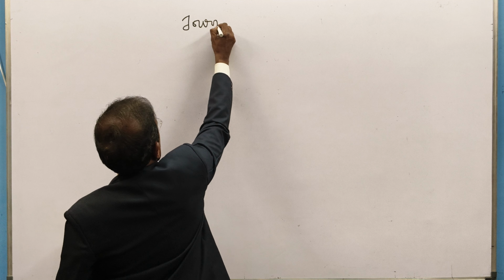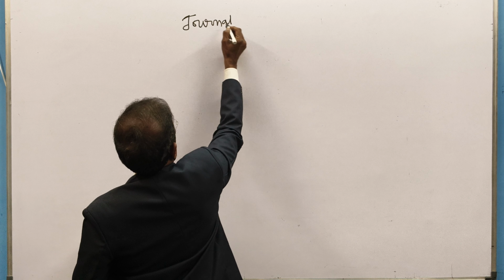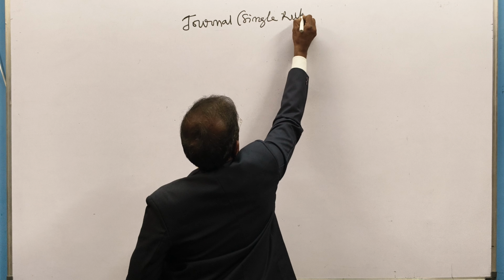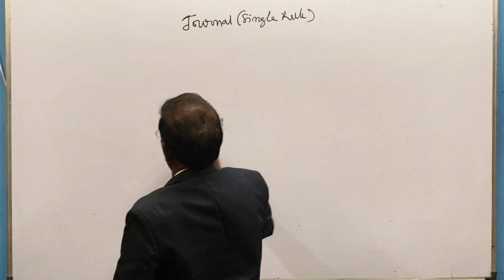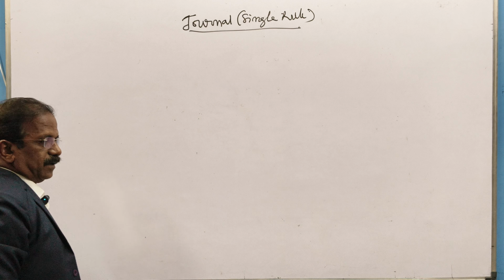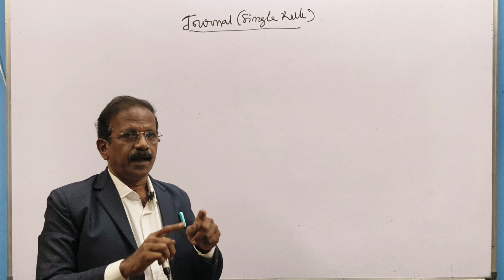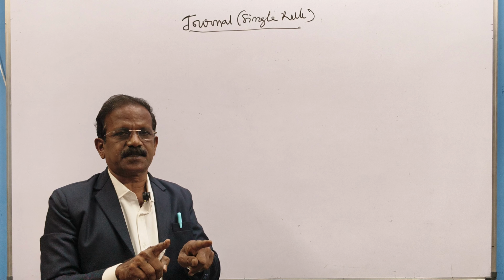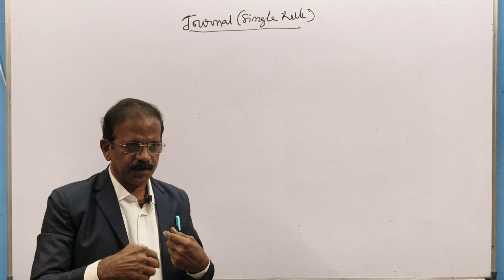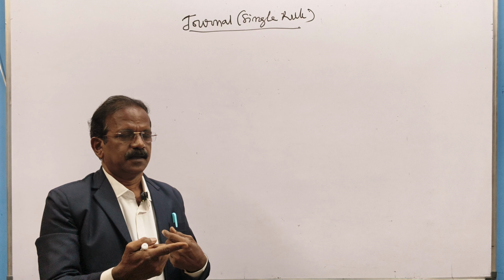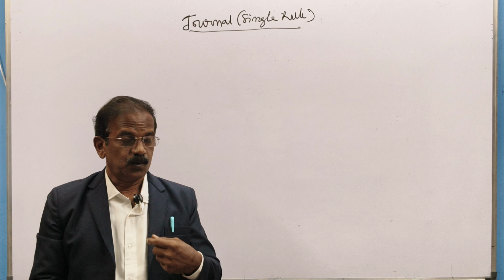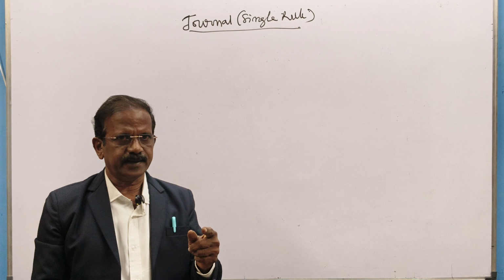Journal. Single rule method. In this, we take a business transaction and we split the business transaction into two aspects. One is coming aspect, the other one is going aspect. The coming aspect is called debit aspect and going aspect is called credit aspect.